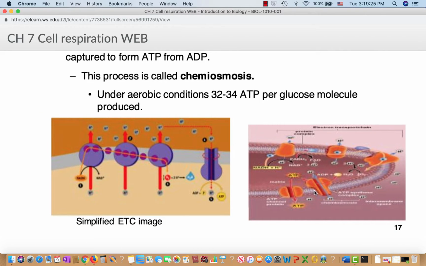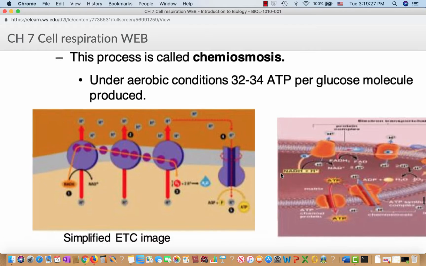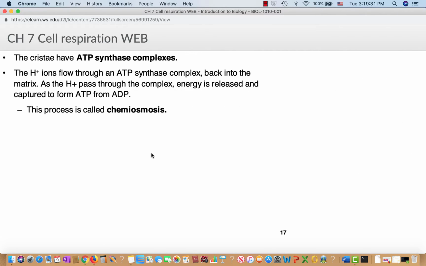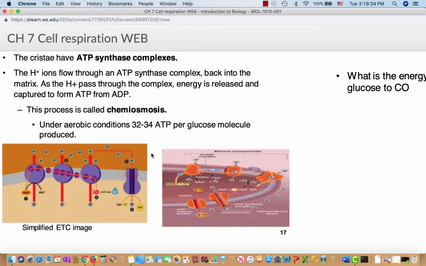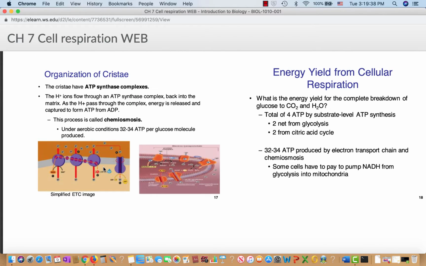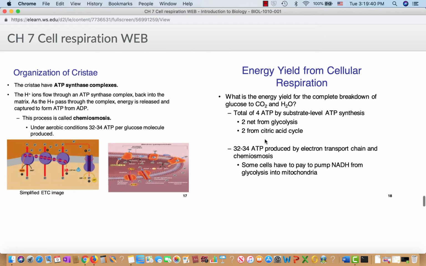A little more sophisticated image there. But if you can remember it from the simplified picture, what's going on, you're in pretty good shape.